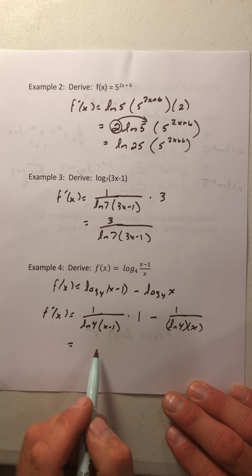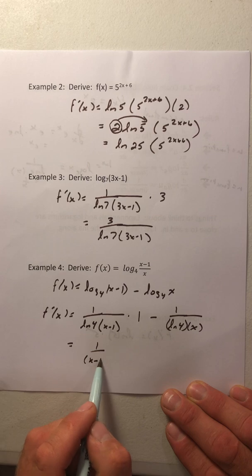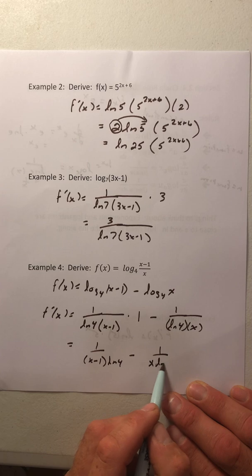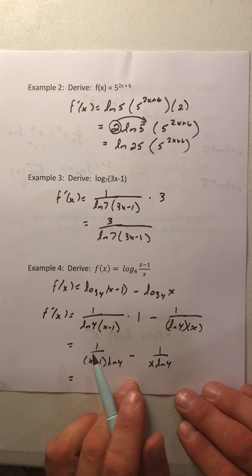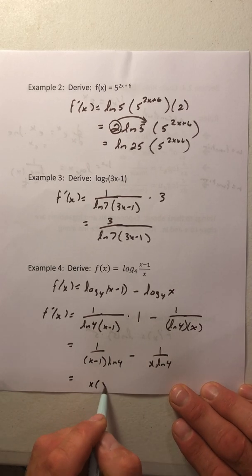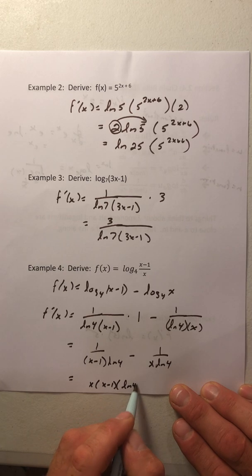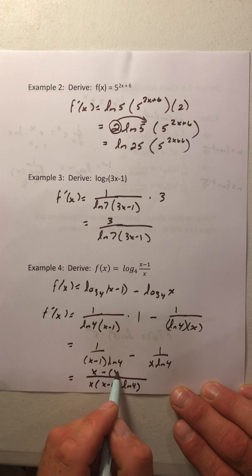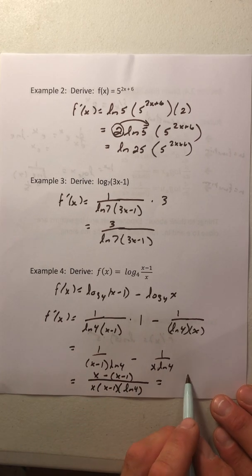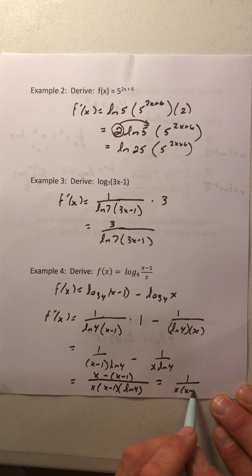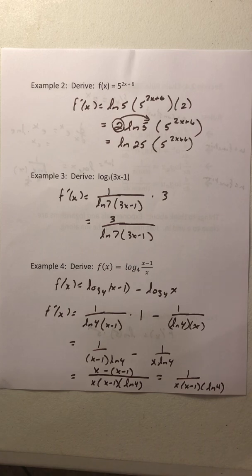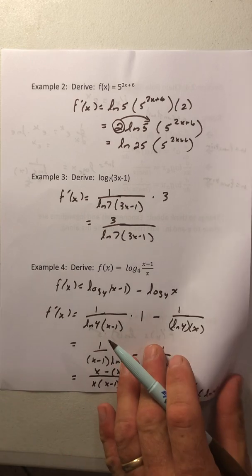You could clean this up a little bit, I suppose. 1 over x minus 1 times the natural log of 4, minus 1 over x times the natural log of 4. We could find a common denominator, which is going to be x times x minus 1 times the natural log of 4. So our numerator up here is going to get an x minus an x minus 1. So that gives us a simple 1 over x times x minus 1 times the natural log of 4. And that's something that you could do if you wish. It's kind of up to you on how far you want to take that.